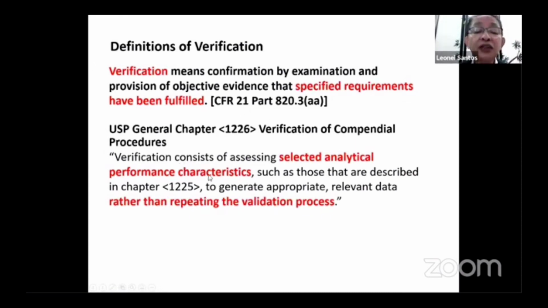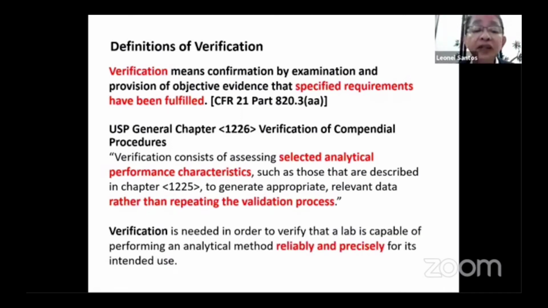It is not actually the same as validation, because only selected analytical performance characteristics are chosen so as to generate the appropriate relevant data. It is not a repetition of validation. So verification is needed so as to make sure that the laboratory performing the test can reliably perform the method with precision and accuracy as it is intended.